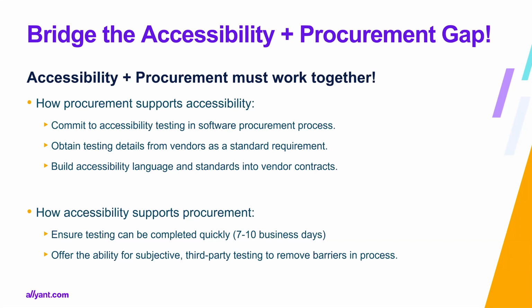And then, really working into your standard procurement packets and processes, as we'll talk about on the next slide, some standard questions and some standard requirements that you can ask vendors to at least be able to pass that on to others in the organization, or at least get a quick gauge of where that vendor might be at with accessibility. And then how accessibility supports procurement. I think one of the biggest ways they can do that is ensure testing is done quickly, but then offer the ability for subjective third-party testing to remove barriers in that process.